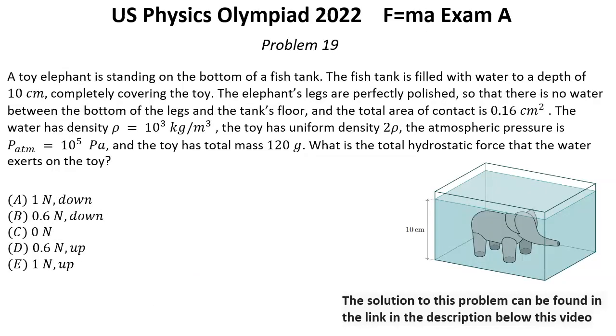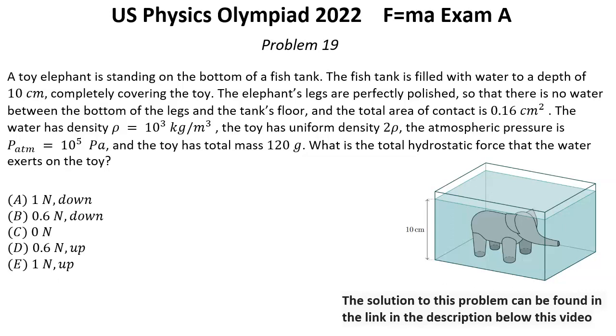Problem number 19. A toy elephant is standing on the bottom of a fish tank. The fish tank is filled with water to a depth of 10 centimeters, completely covering the toy. The elephant's legs are perfectly polished, so that there is no water between the bottom of the legs and the tank's floor, and the total area of contact is 0.16 square centimeters. The water has density rho equal 1000 kilograms per cubic meter.